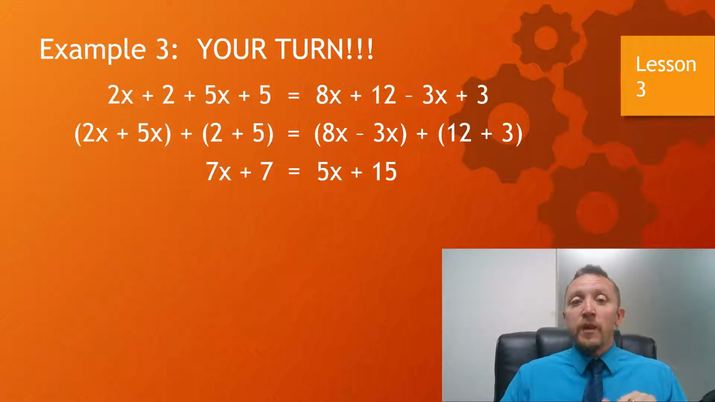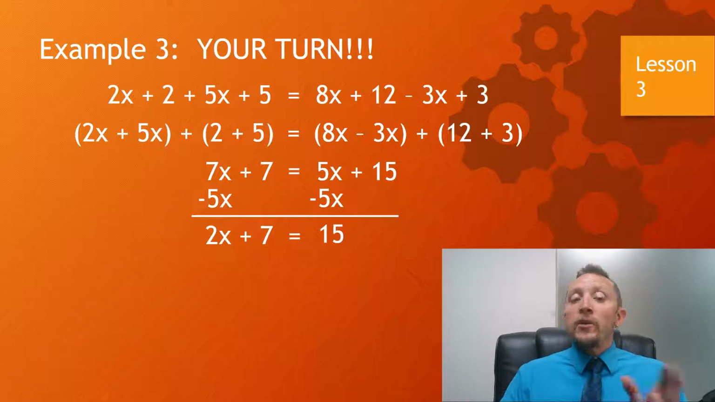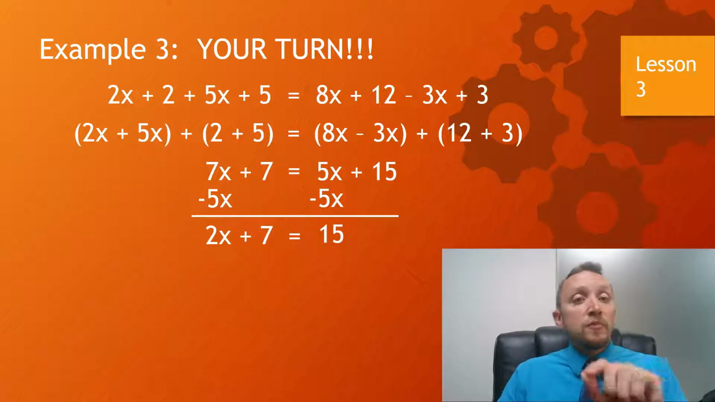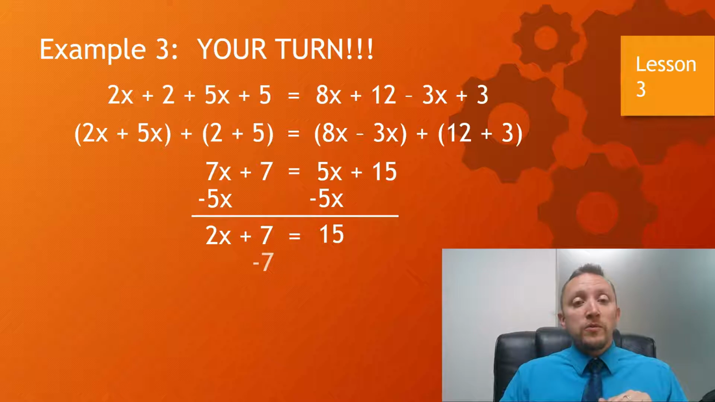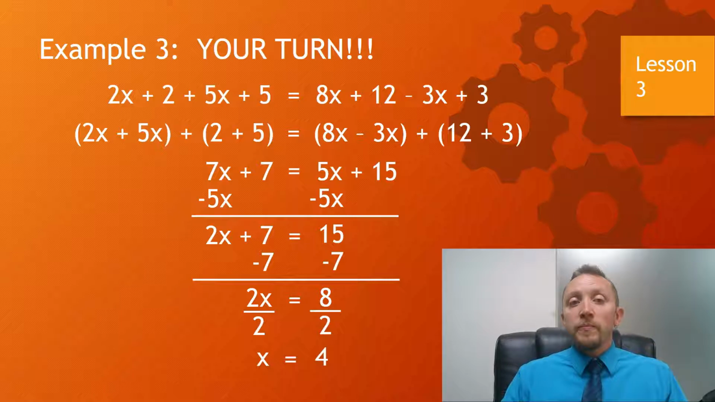I hope you did. So now let's get rid of the smallest x. The smallest x would be the 5x. So I'm going to subtract 5x from both sides, and that would give me 2x plus 7 on the left, and on the right we would have just 15. All right, now to get the x by itself, I'd start by subtracting 7. So we subtract 7 from both sides. So we get 2x equals 8. Now I divide both sides by 2, and you get x equaling 4.